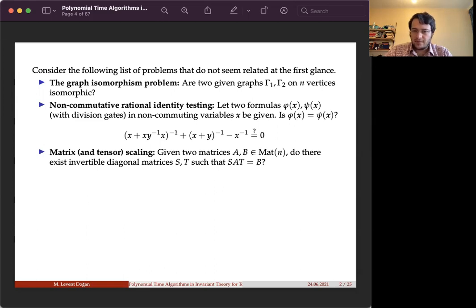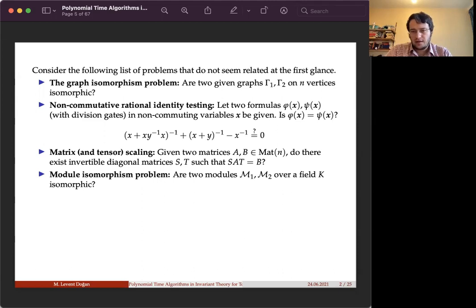The third example is the matrix or tensor scaling. We are given two n by n matrices, A and B, and we ask if we can scale A and obtain B. Here, scaling means that I am allowed to multiply A from left and from right by invertible diagonal matrices. The fourth one is the module isomorphism problem. Are two given modules isomorphic?